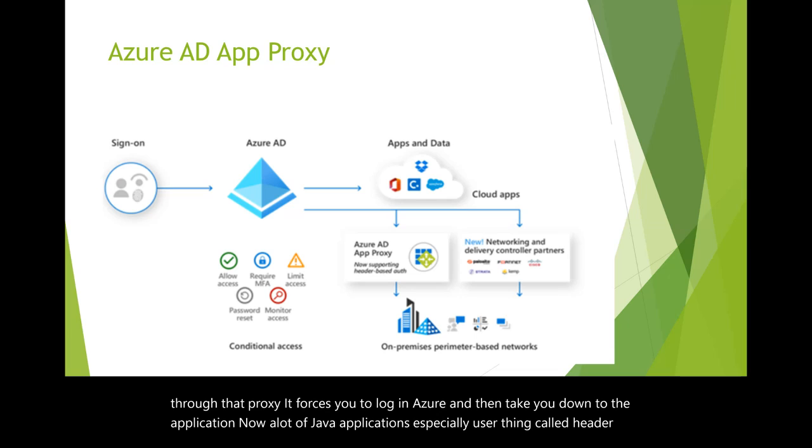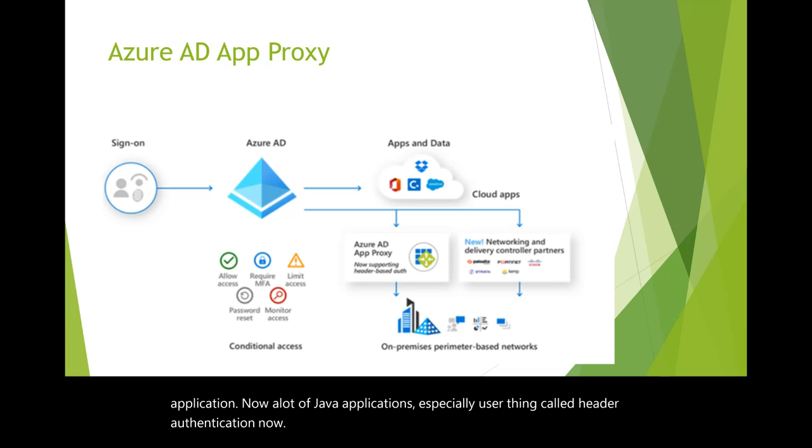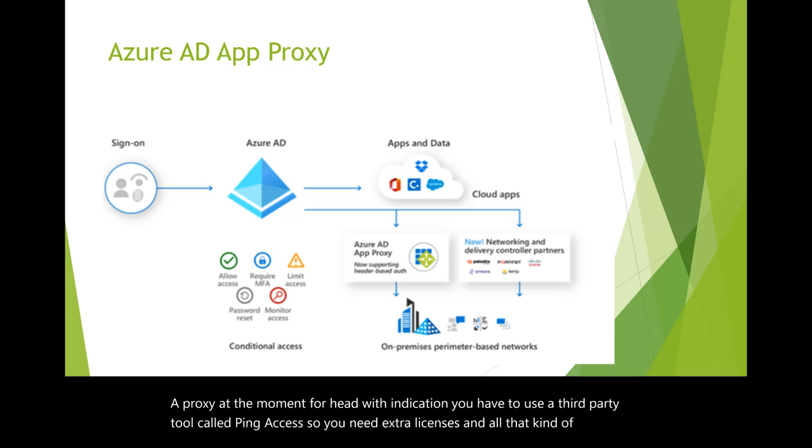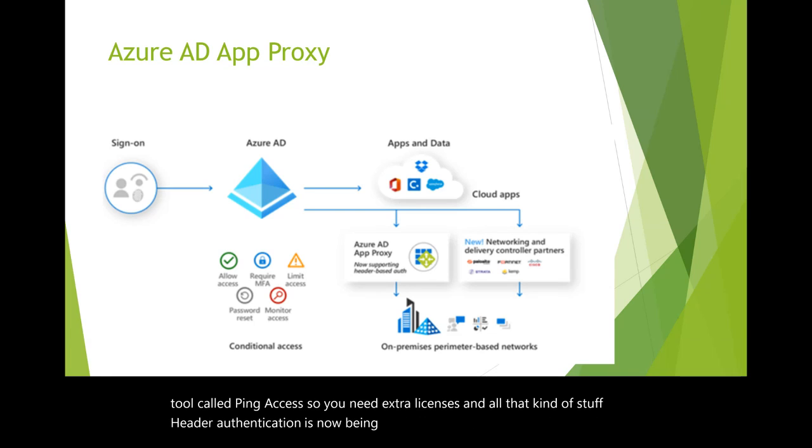Now, App Proxy at the moment, for header authentication, you have to use a third-party tool called Ping Access, so you need extra licenses and all that kind of stuff. Header authentication has now been brought into Azure AD, so that saves you all the effort of getting another product.